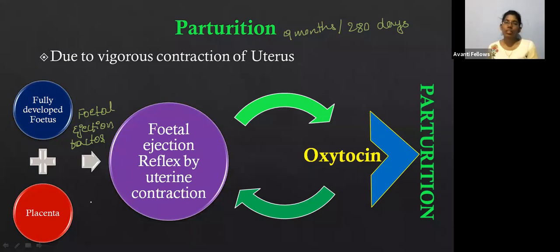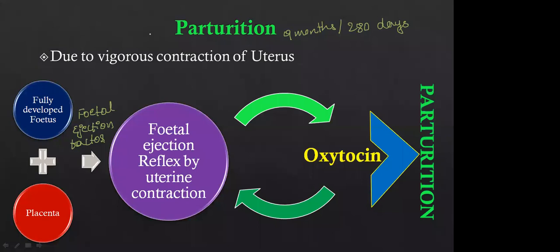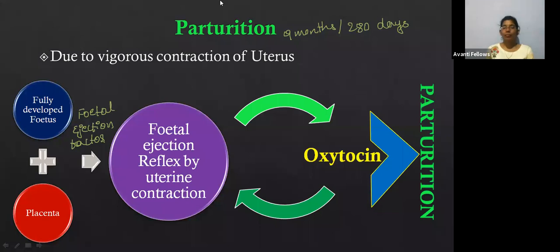This fetal ejection factor is going to enter into the mother's blood. Now, the mother's blood is going to be stimulated by this factor. So, once the mother's blood gets stimulated, then what happens?